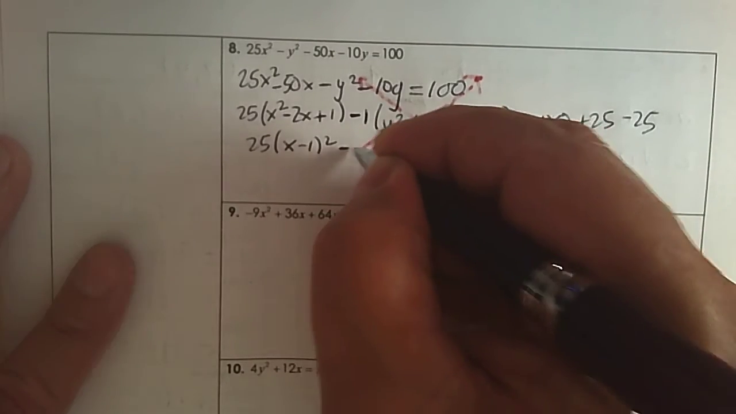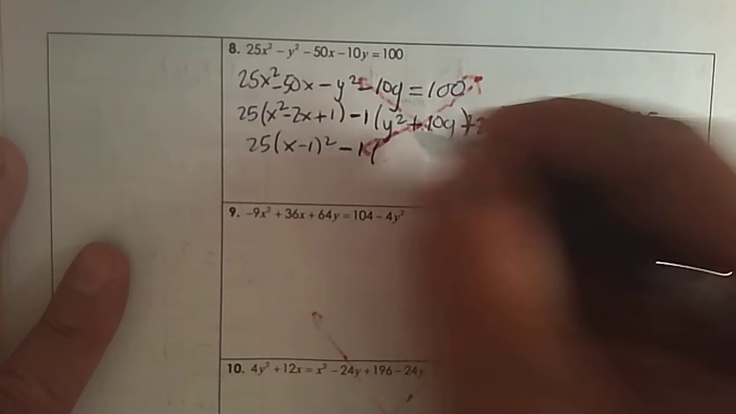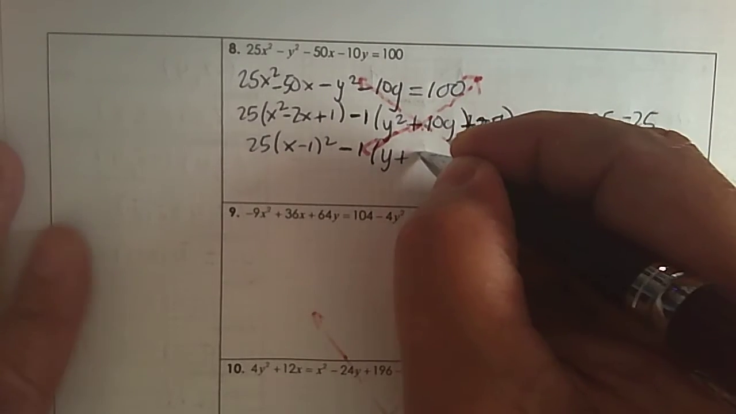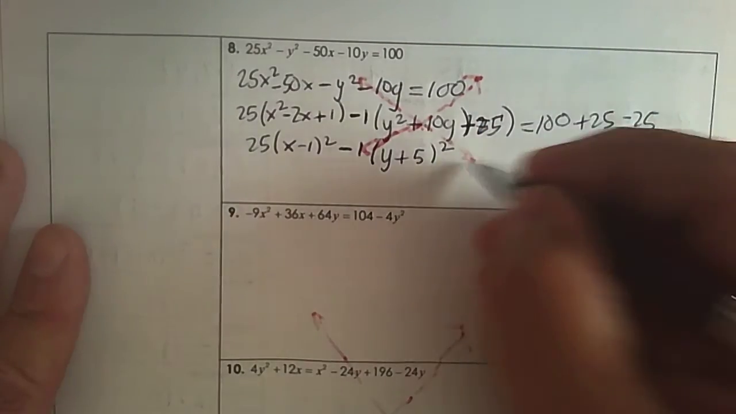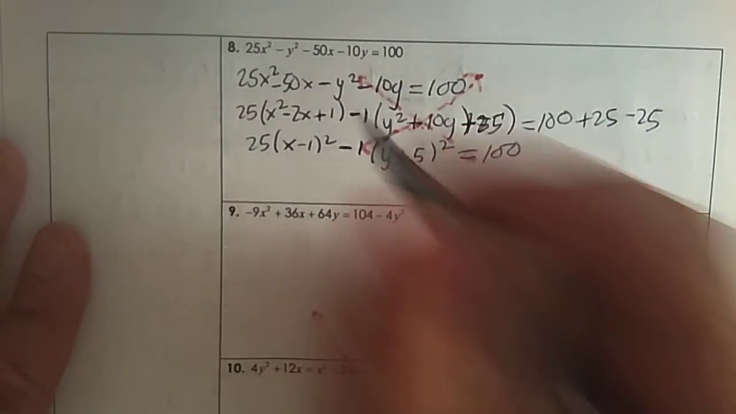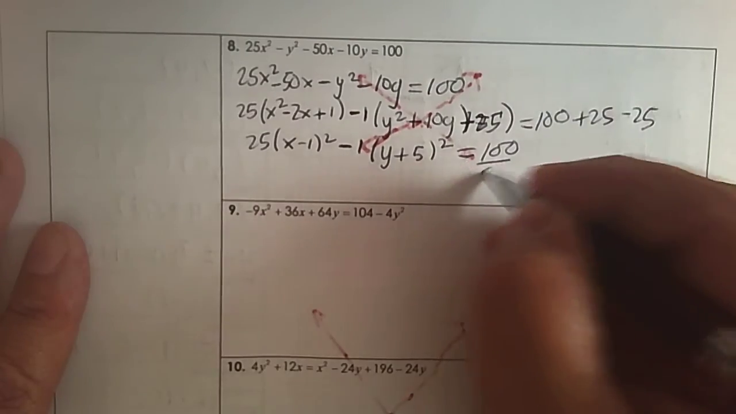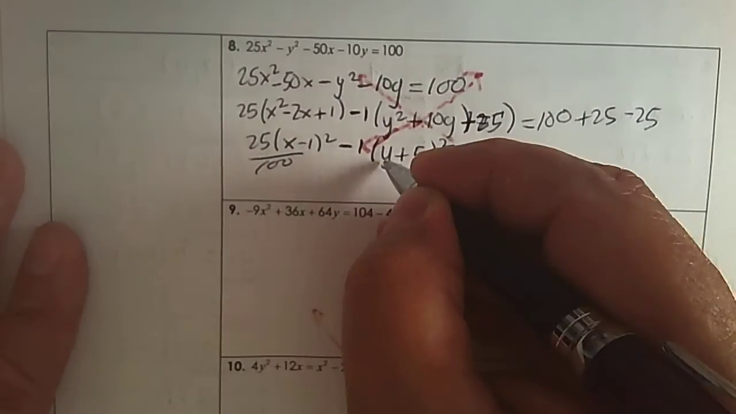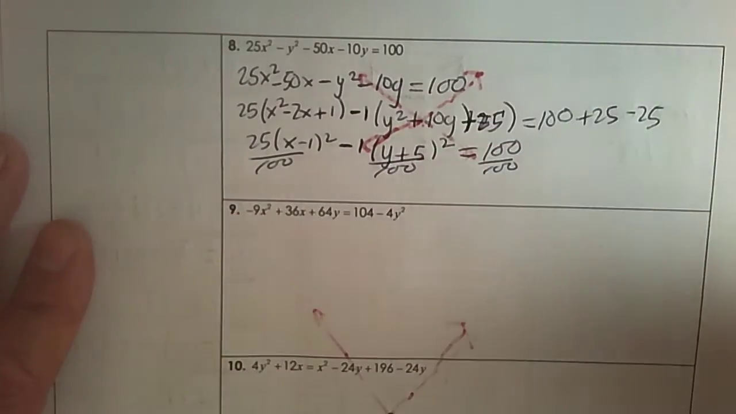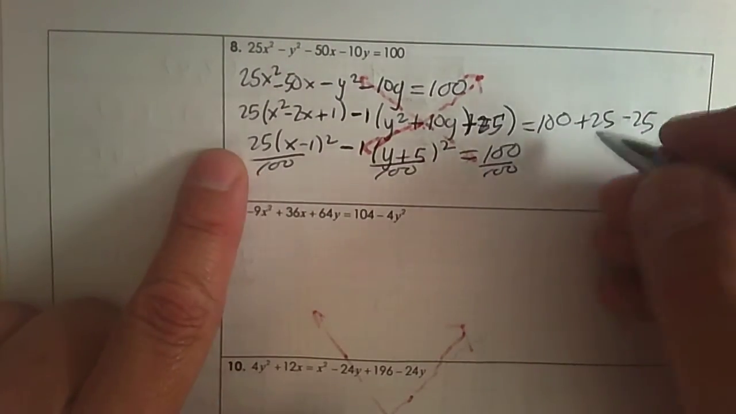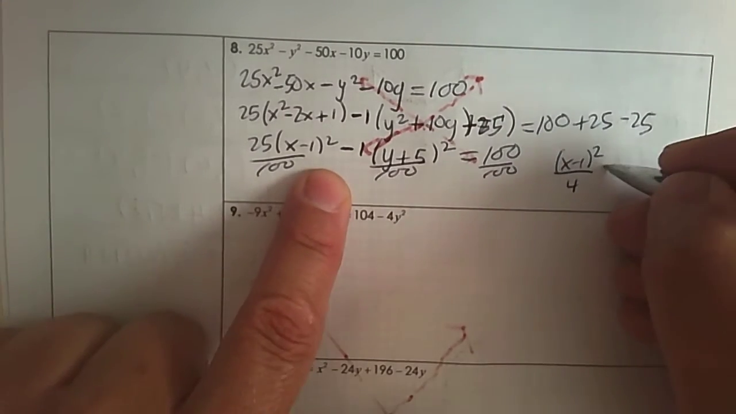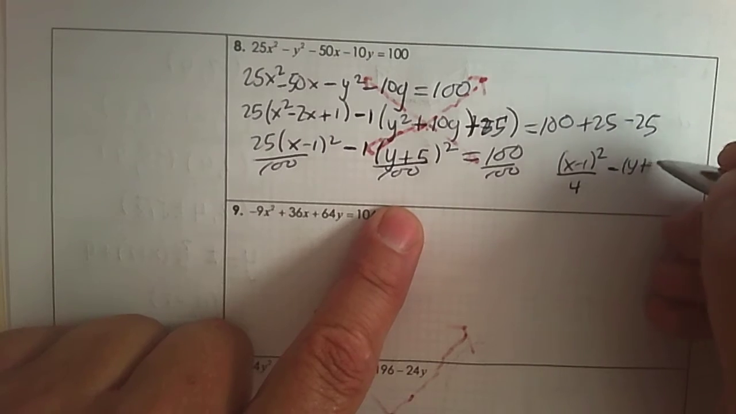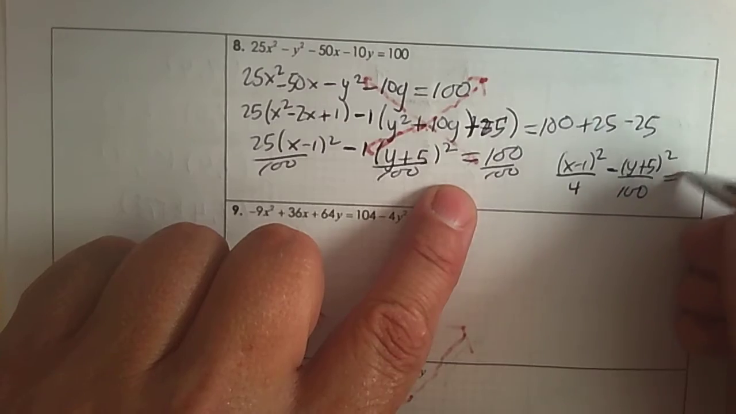Here, we have a negative 1 if you like, but to factor it, that's going to be y plus 5 squared, and that's equal to 100. And then divide everything by 100 to make it equal to 1. So the end answer I'll put here on the right side. It will be x minus 1 squared over 4 minus y plus 5 squared over 100, and that's equal to 1.